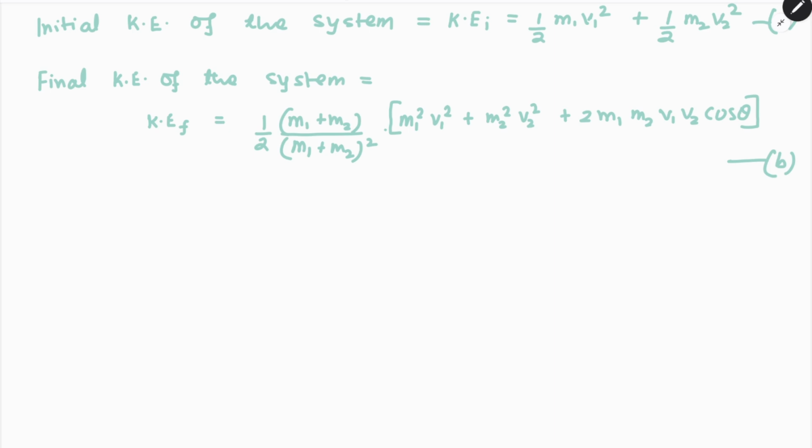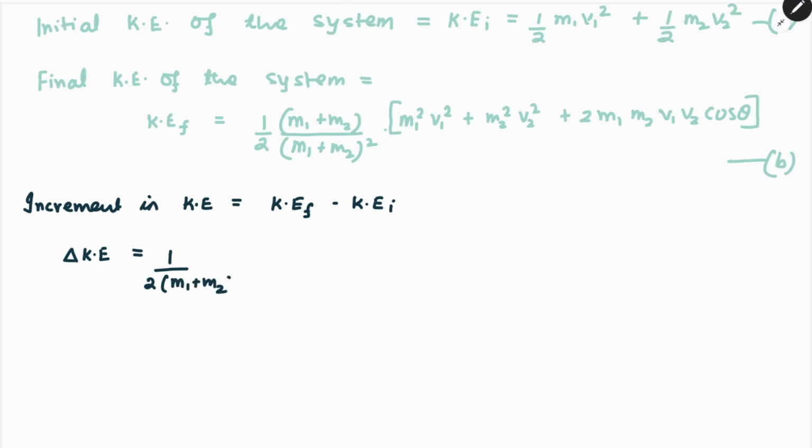Now we calculate the loss in kinetic energy of the system. The question is asking us for the increment in kinetic energy, rather than the loss. So we write the increment in kinetic energy of the system as kinetic energy final minus kinetic energy initial, and therefore delta KE equals half of m1 plus m2 times m1 square v1 square plus m2 square v2 square plus twice m1 m2 v1 v2 cos theta, and then we subtract the initial kinetic energy.